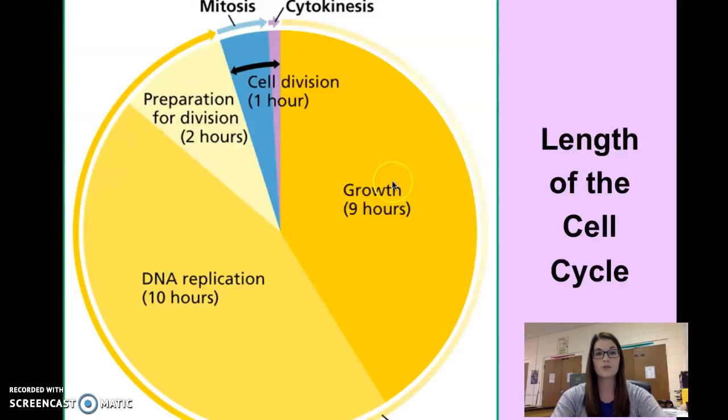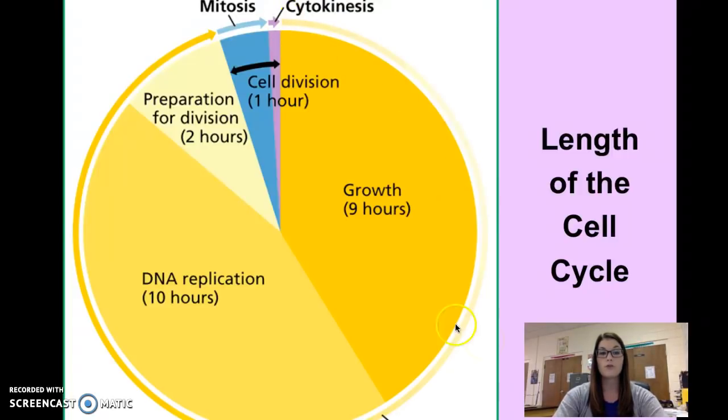Here's a picture that shows you the whole life cycle, or what we call the cell cycle, from beginning to end. Just like you have a lifespan from beginning to end, so does a cell. It starts up here at the top and it goes all the way around this way, clockwise. This whole part that's in yellow, where the cell is growing, the DNA is being replicated and preparing for division, all of this in yellow is actually interphase.